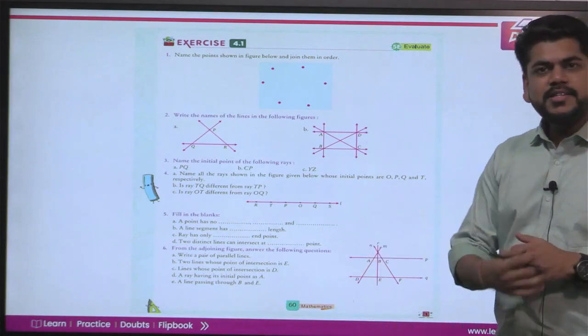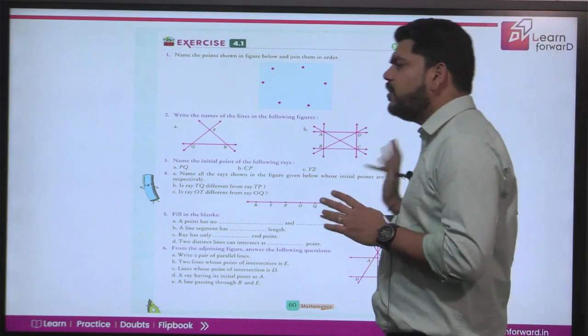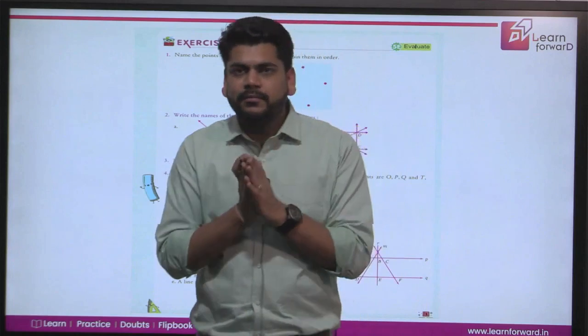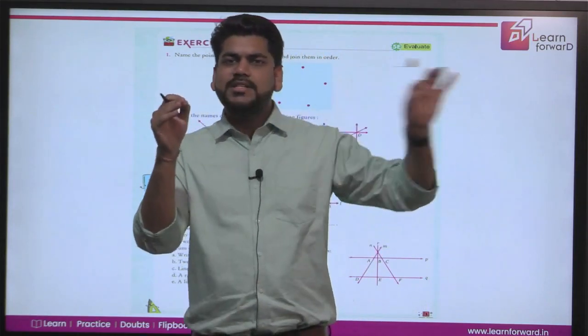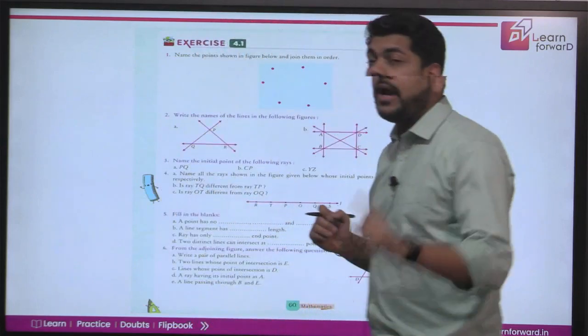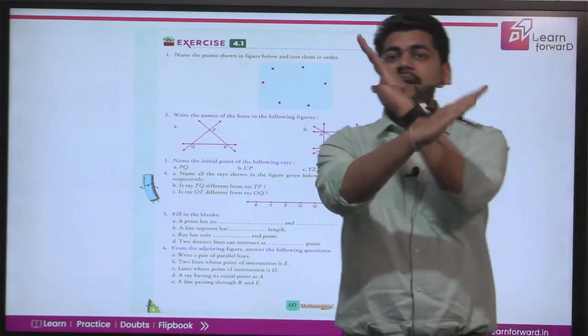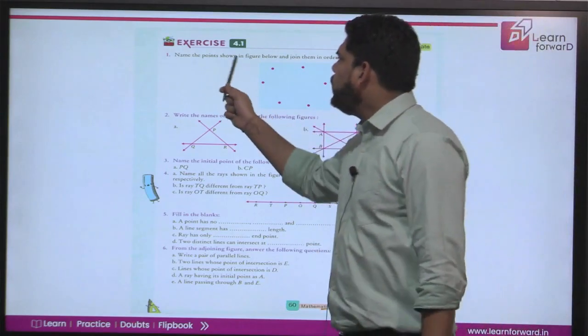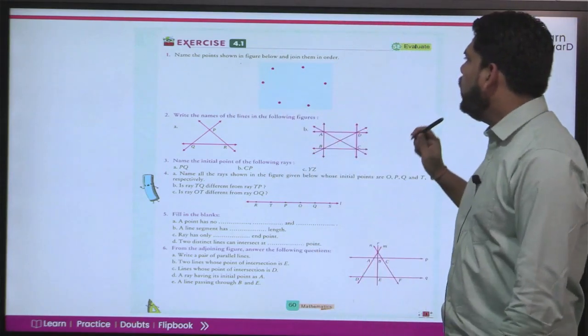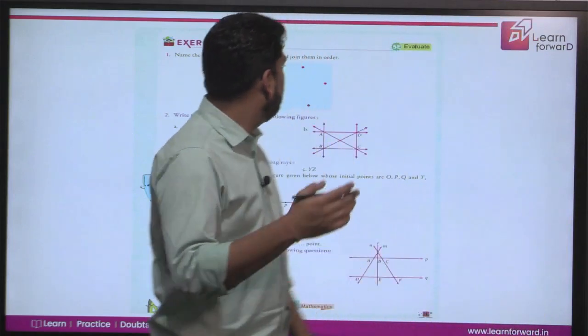Now this is the exercise. Till now what we have covered is what is a point, what is a line segment, and what is a ray, right? And what are parallel lines and what are intersecting lines. So these are the concepts we have covered. Name the points shown in the figure below and join them in order.